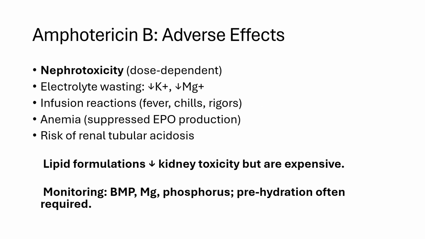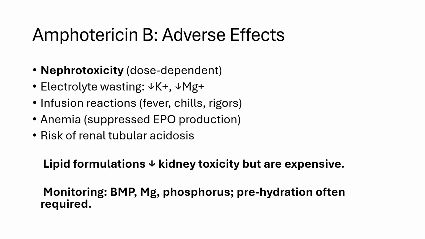So why is it called Amphoterrible? That is because we have a big issue with nephrotoxicity, which is dose dependent. So the more you give, the more stress you're going to put on the kidneys. The drug also causes electrolyte wasting, especially potassium and magnesium. So patients can get hypokalemia and hypomagnesemia, and that would lead to arrhythmias and muscle issues that will creep in if you're not watching their labs closely.